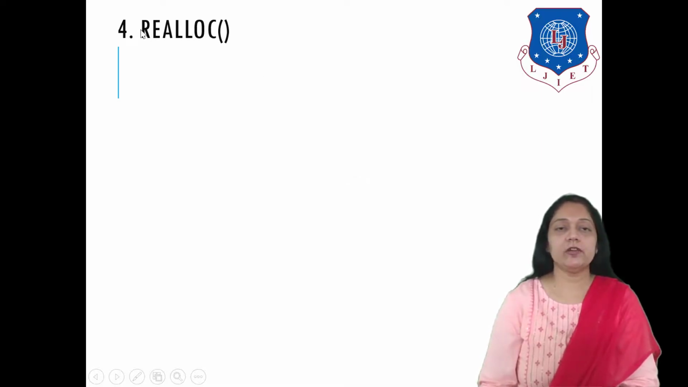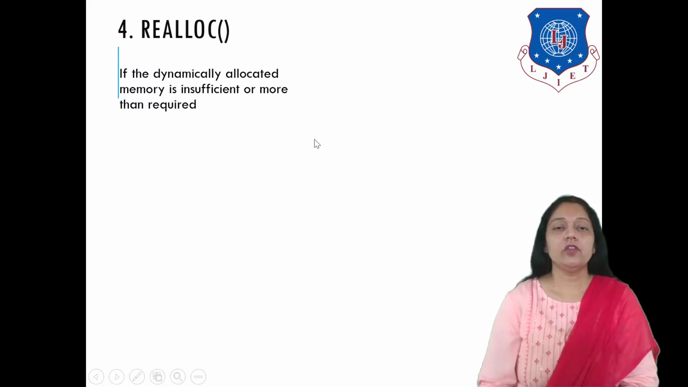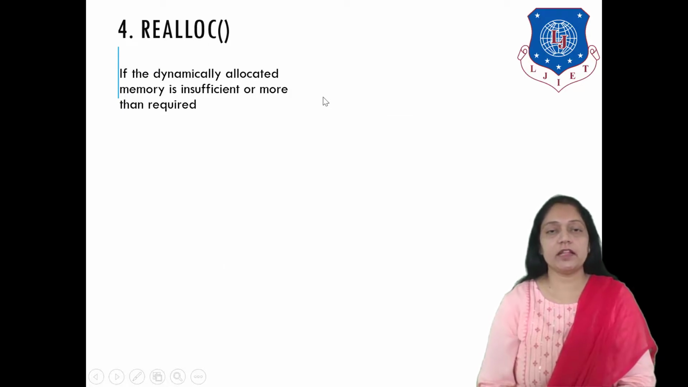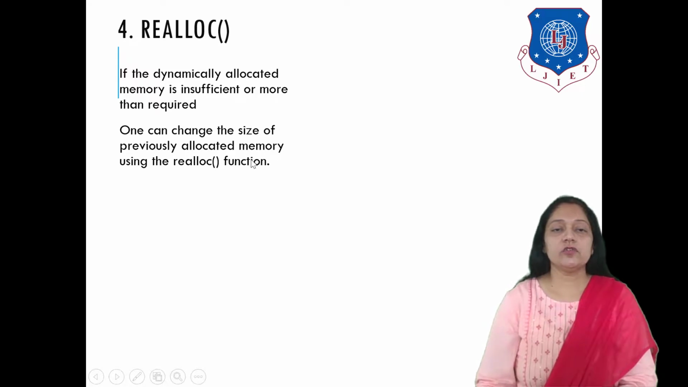Next, the last function of dynamic memory allocation is realloc. Reallocation is used when you want to change the memory size of already allocated memory. That is, the memory allocated may be insufficient or it can be more than required. So if you want to decrease the memory that has been allocated or if you want to increase the size of the memory allocated, you go for realloc. So realloc is used to change the size of the previously allocated memory. What is the syntax of realloc?